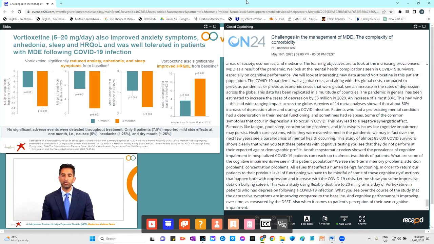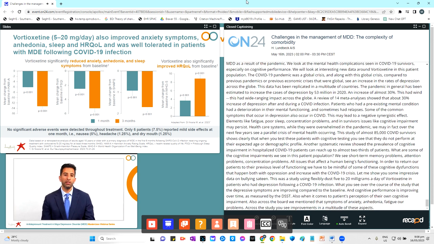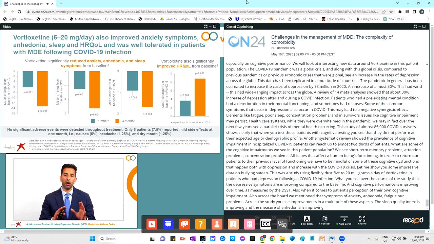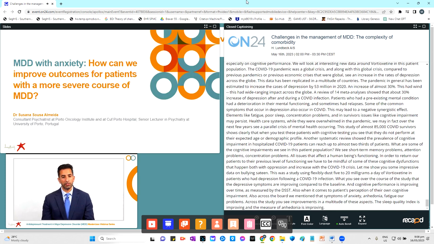Also, across the board, we mentioned that symptoms of anxiety, anhedonia, sleep, fatigue are problems. And across the board in this study, you see improvements in a multitude of these aspects. So the HAM-A is improving, the sleep quality index is improving, and the SHAPS, which is a measure of anhedonia, is improving. And altogether, this is leading to an improved quality of life in these patients.